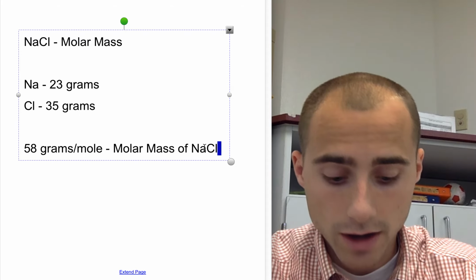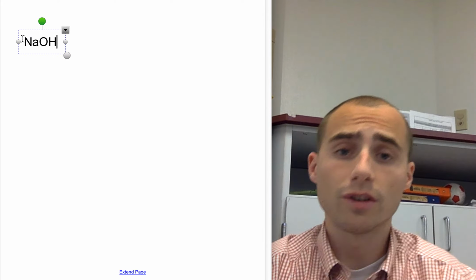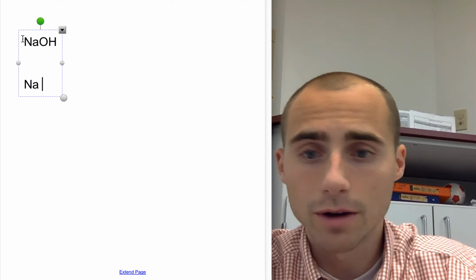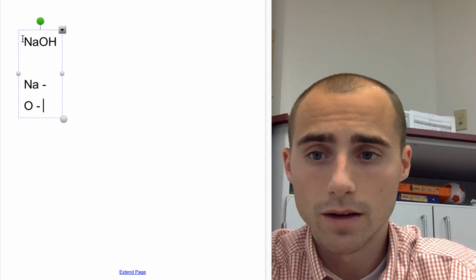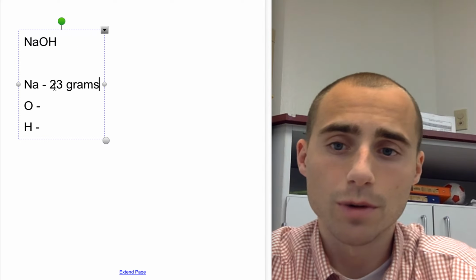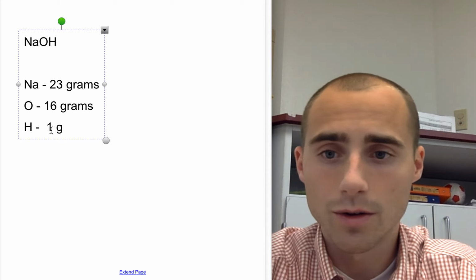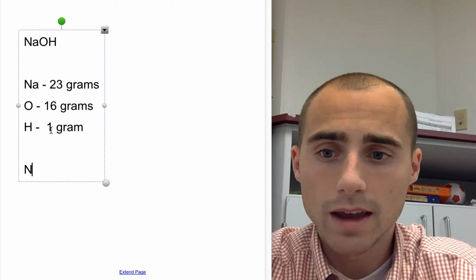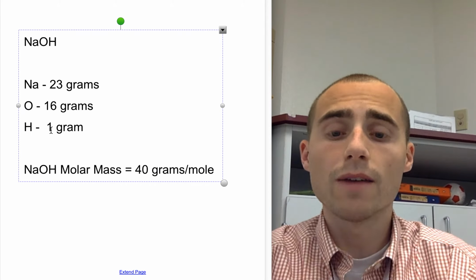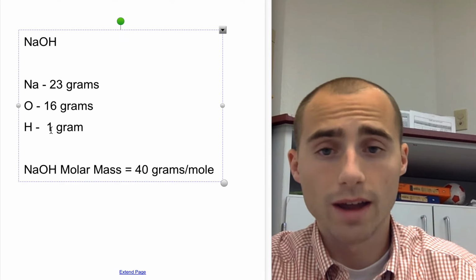We're going to do another example with 3. If I gave you NaOH, try to solve this one on your own. Real quick, pause it, try to solve it on your own. Okay, hopefully you paused it. We have Na, separate it into its composite parts first. Na, O, and H. Na, again, we look at our periodic table, is 23 grams. O is 16 grams, and H is 1 gram. You add those together, NaOH, molar mass, equals about 40 grams per mole. So if I gave you 1 mole of sodium hydroxide, its mass would be 40 grams.